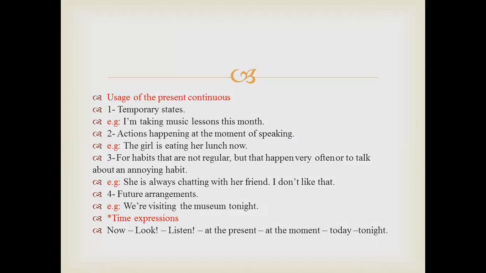Okay, and I use the present continuous, of course, when I am talking about something, like I said, happening now, the moment, this week, this month, this year, not yesterday, not tomorrow. But also I can use it if I am talking about bad habits, happening all the time, like he or she is always chatting with her friends. I don't like this. Of course, as we said, always is a time expression for present simple. But here, because I'm talking about a bad habit, which I hate, I will use is plus the verb with ing. And also we have the time expressions for the present continuous, like now, look, listen, at the present, at the moment, today, tonight.